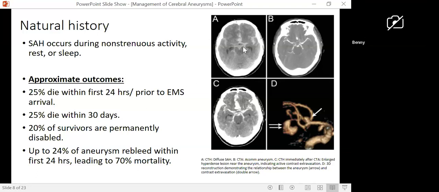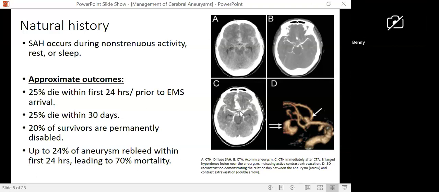Okay, so interesting picture here. You can see this patient came in initially with the subarachnoid hemorrhage. You can see the subarachnoid blood, bright spots here, in the Sylvian fissure in the subarachnoid space. They got a CTA, which showed a decent-sized aneurysm here in the anterior communicating artery. They repeated the CTA, and you can see from here to here, there's definitely more blood in the area.